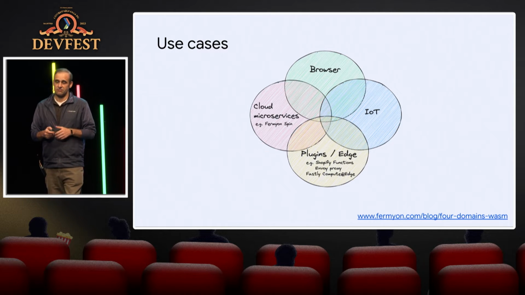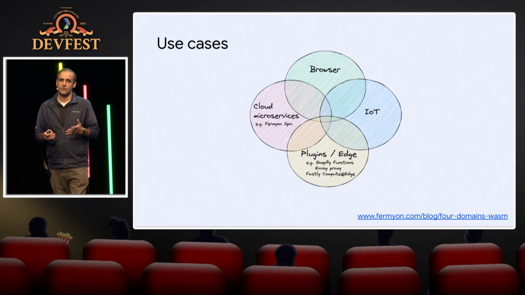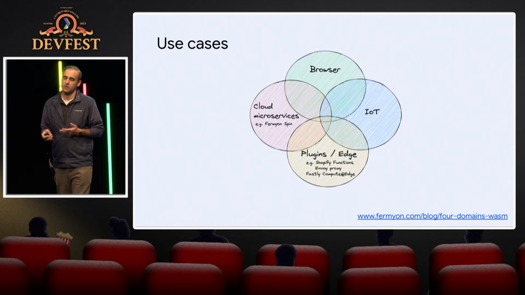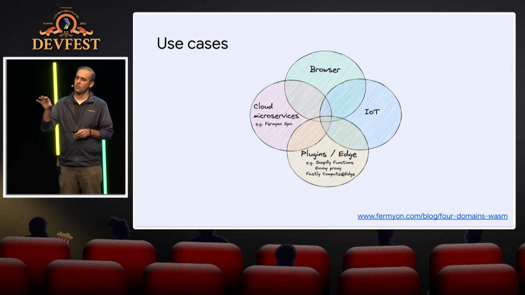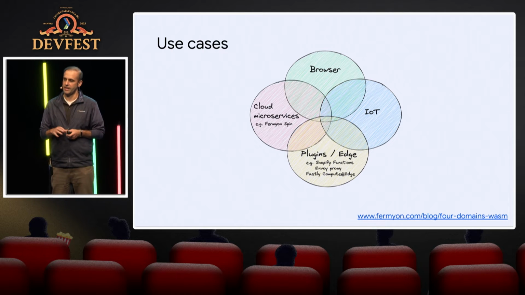Okay, so this is all good, but you might be wondering at this point, what kind of things I can use Wasm for? What are the main use cases? There's this really good blog post from Fermion, which is a startup focused on WebAssembly. They outline 4 main use cases for Wasm, and I kind of agree with them, so that's why I want to explain that a little bit.